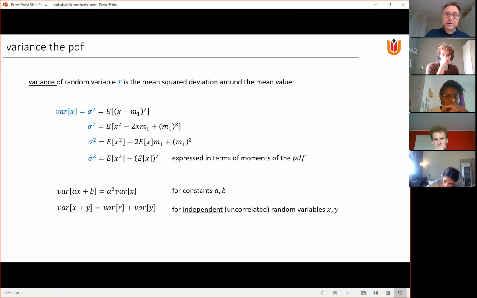Also for the variance, we have some rules. If you scale the variable x by multiplying with a factor a and offsetting it by b, then the variance of that new variable becomes a squared times the variance of x, for constants a and b. And the variance of the sum of the random variables x plus y equals the sum of the variances only if these variables are uncorrelated, so they are independent random variables. If they are dependent on each other, then you get an extra term in here because of the quadratic nature of this equation.